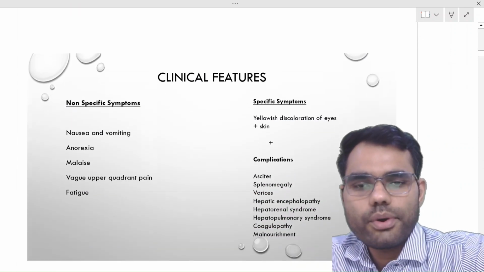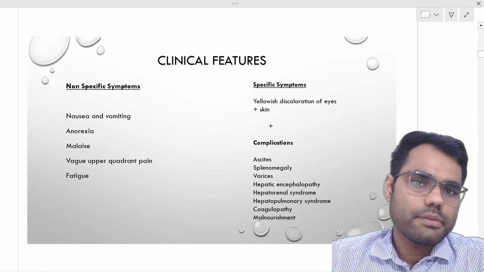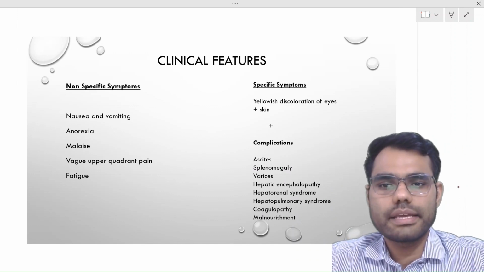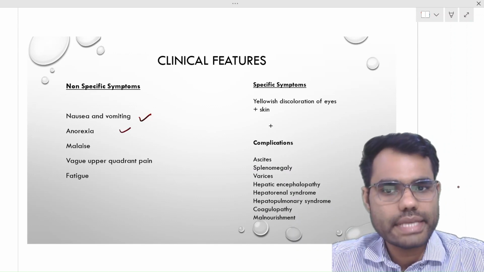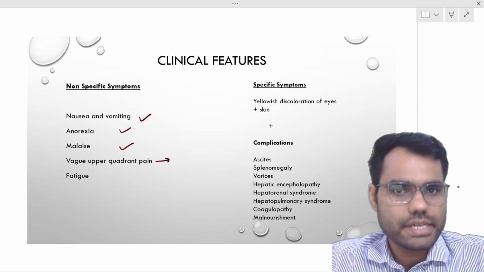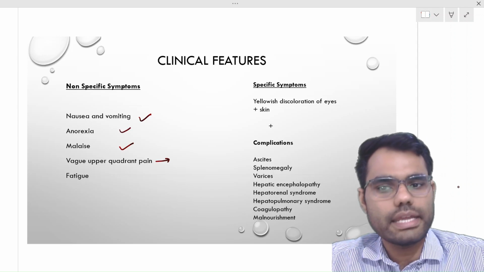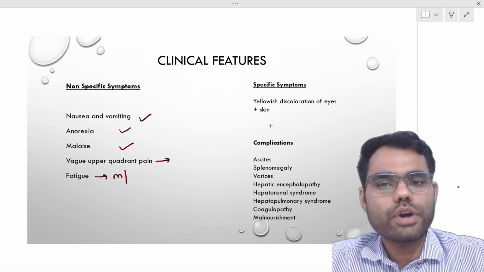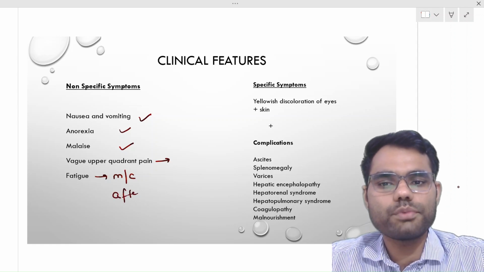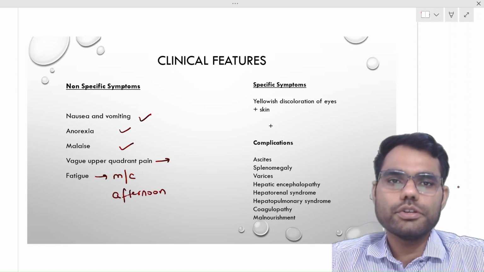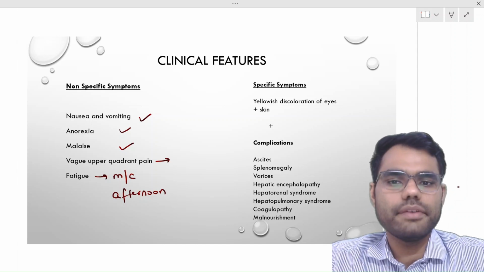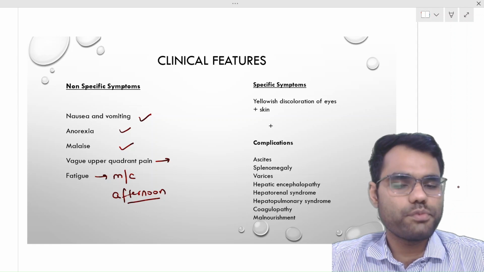So now let us talk about the clinical features of a patient presenting to us with chronic liver disease. Usually there are non-specific symptoms like nausea and vomiting, anorexia, malaise, vague upper quadrant pain, that is because of the stretching of the Glisson's capsule, and fatigue. Fatigue is the most common symptom in patients with chronic liver disease, and it is usually an afternoon fatigue, right? It is usually not present at rest and is present after exercise or after activity. Therefore, it is known as an afternoon fatigue.